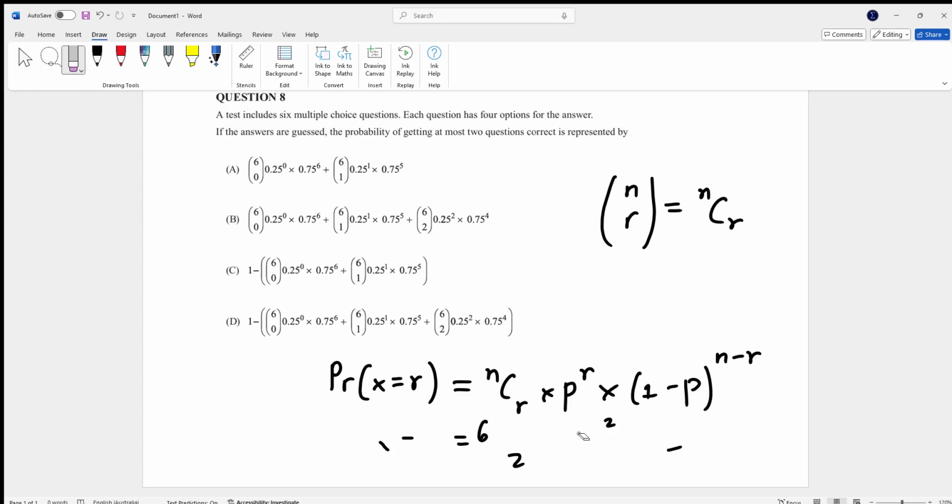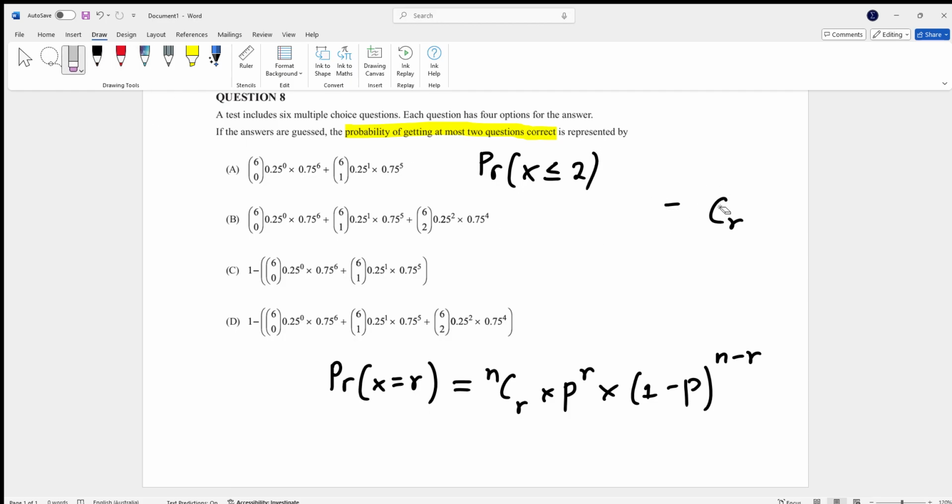However, with the wording here, we don't actually have to calculate anything. We have to see which is the correct answer. So here, thereafter, the probability of getting at most 2 questions correct. What that means is we can write it like this. The probability that x is less than or equal to 2. Because you're getting at most 2 questions correct. That means you're getting either none correct, 1 correct, or exactly 2 correct.